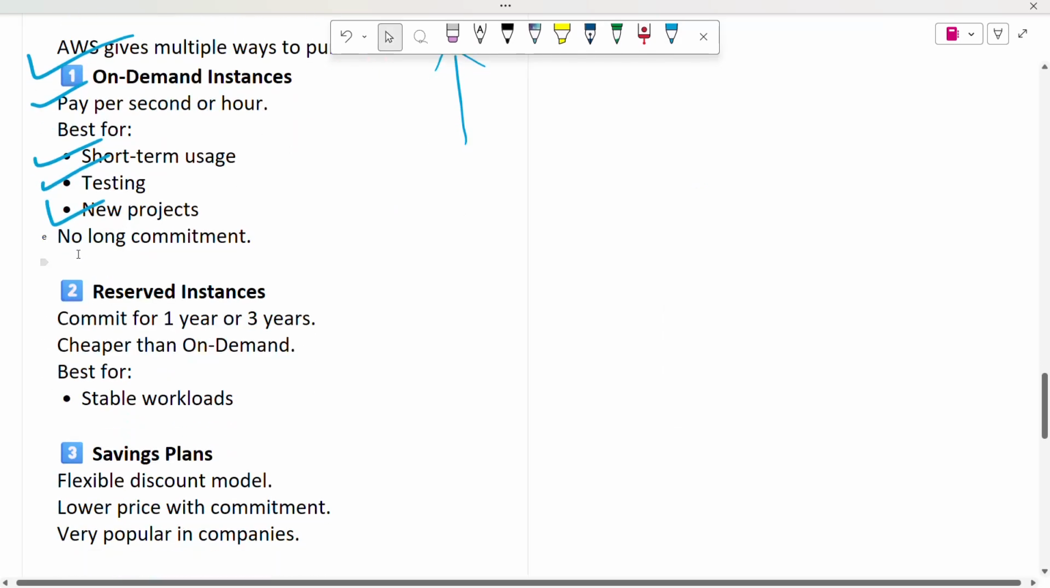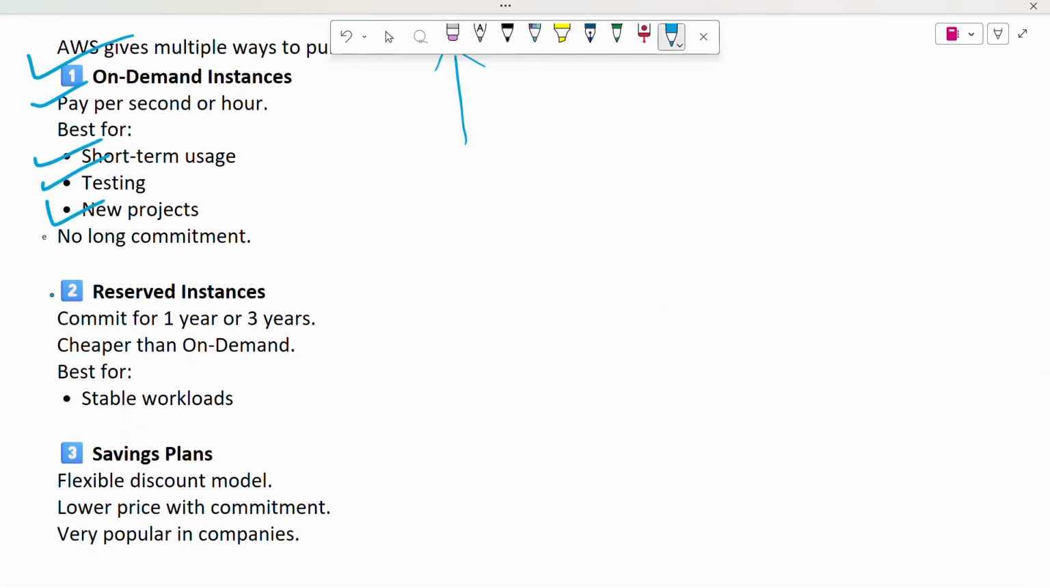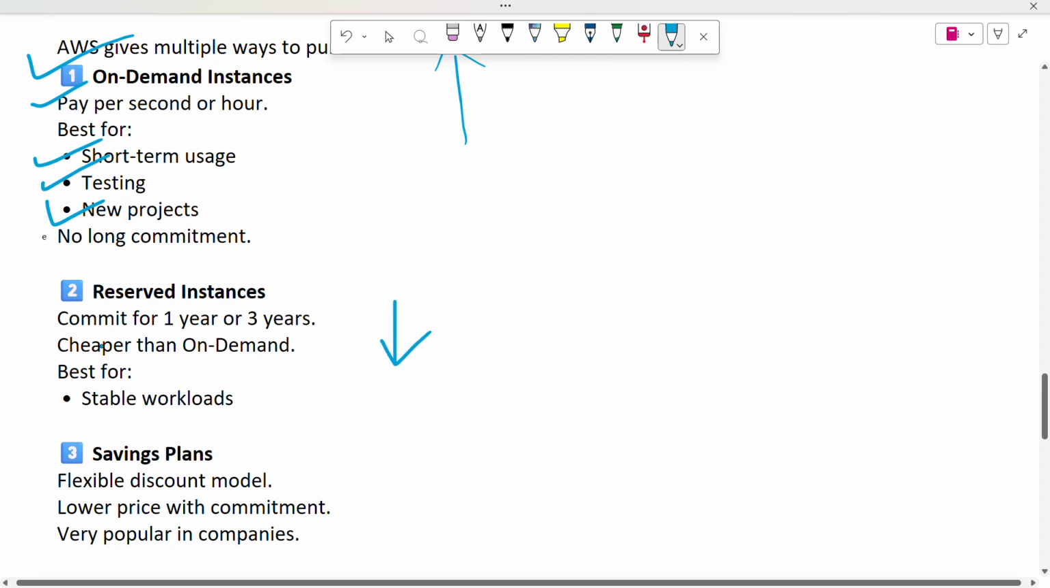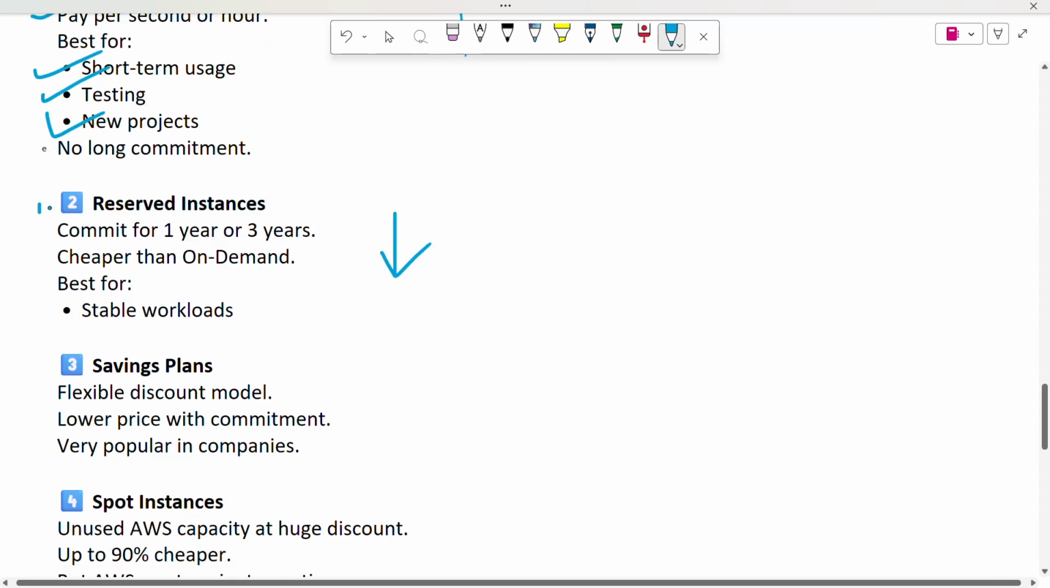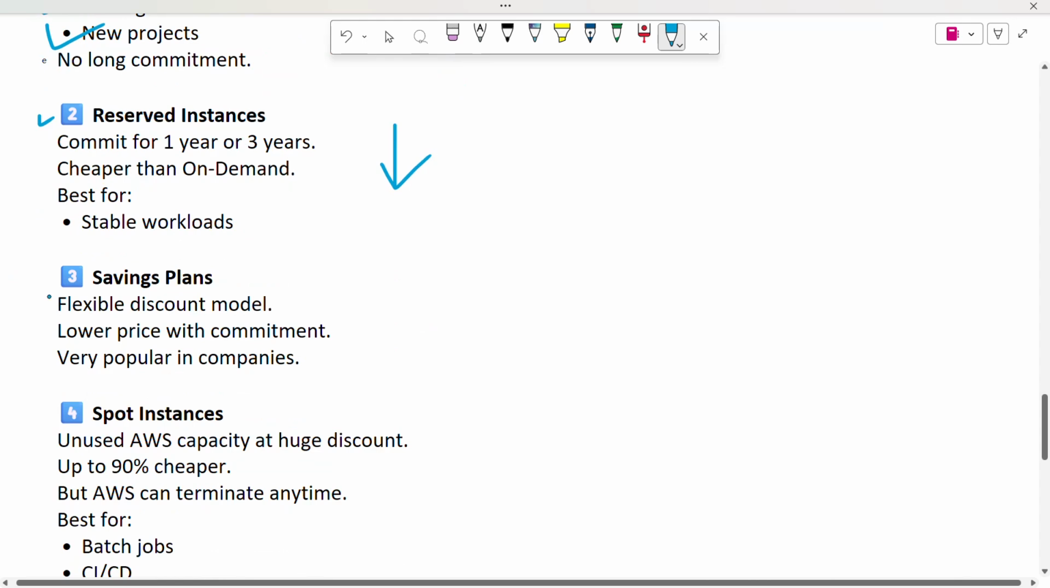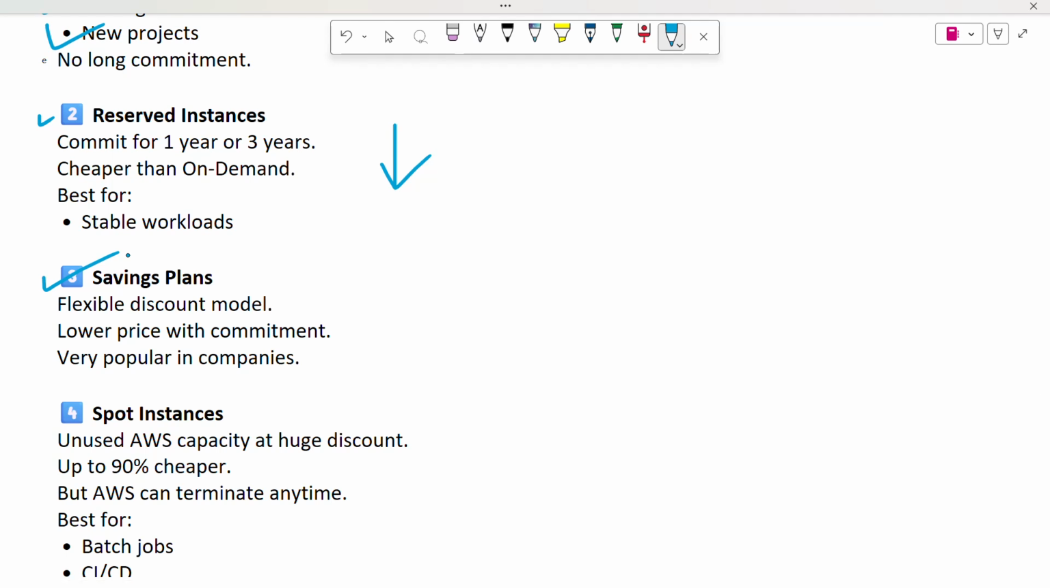Let's go ahead. Reserved instances. What are reserved instances? This is the second category of instance. It is committed, like, you can use this instance for 1 year or 3 years. You can reserve the usage of that instance. It is definitely cheaper than on-demand instances, and it's used for stable workloads. Then comes savings plan, where flexible discount models are given, lower prices are given for certain sets of EC2 instances, and it's used in companies on a large scale.